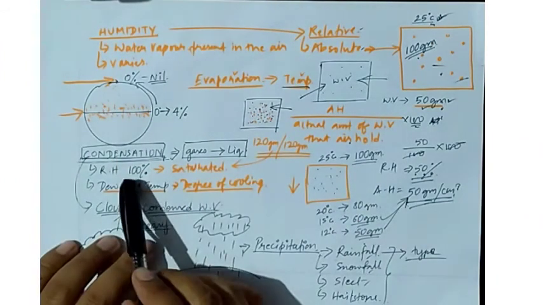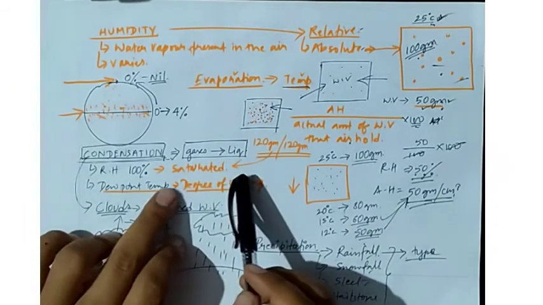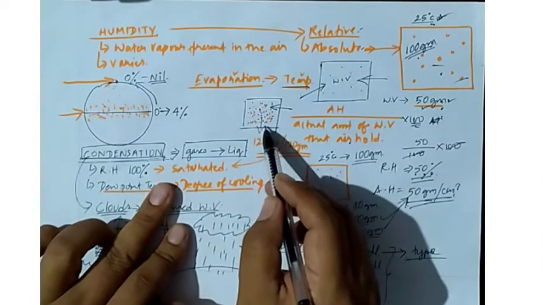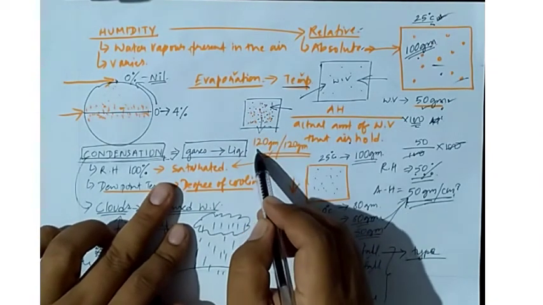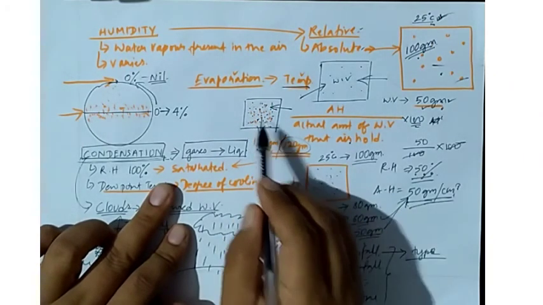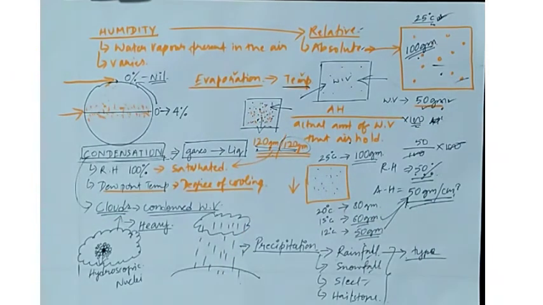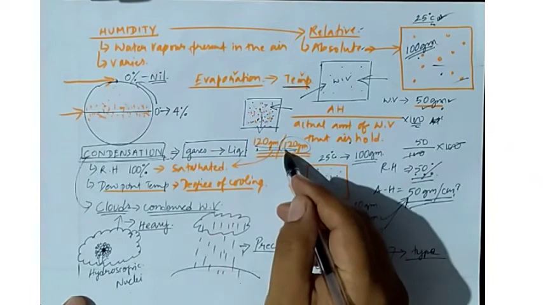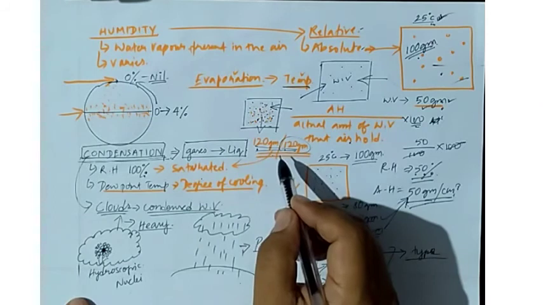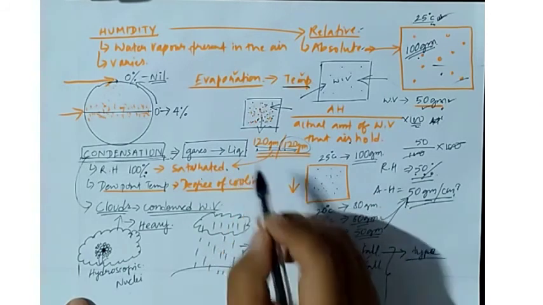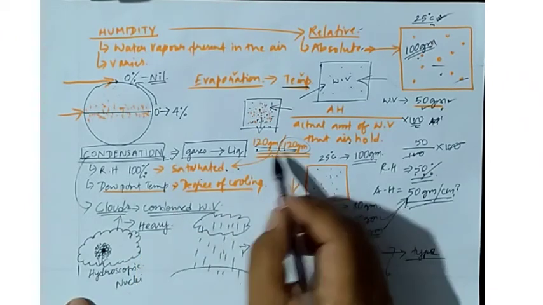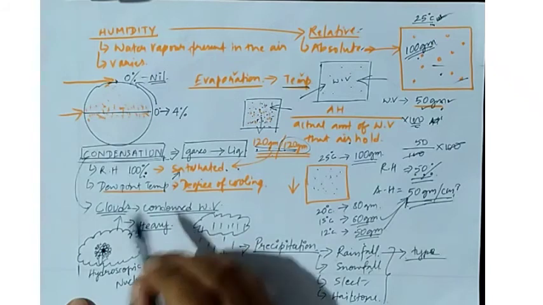Now, when the air becomes 100%, it is termed saturated air. For example, say the holding capacity of this air is 120 gram. If exactly 120 gram of water vapor is present here, then this air can be called saturated air, and the relative humidity is also 100%. The temperature at which the air becomes saturated is known as the dew point temperature.